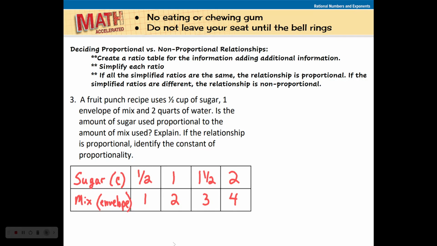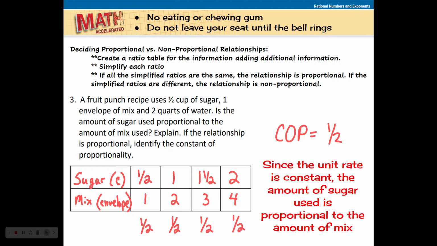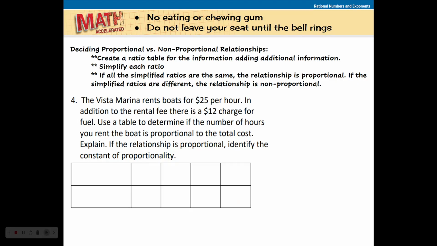So we go ahead and simplify these ratios. They all simplify to 1/2. They are all the same. That ratio is the COP. And you can say, since the unit rate is constant, the amount of sugar used is proportional to the amount of mix used. Last example in this video, number 4, the Vista Marina rents boats for $25 per hour.